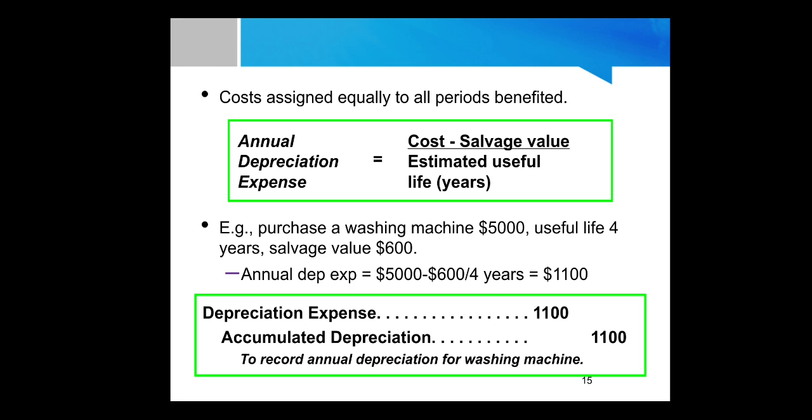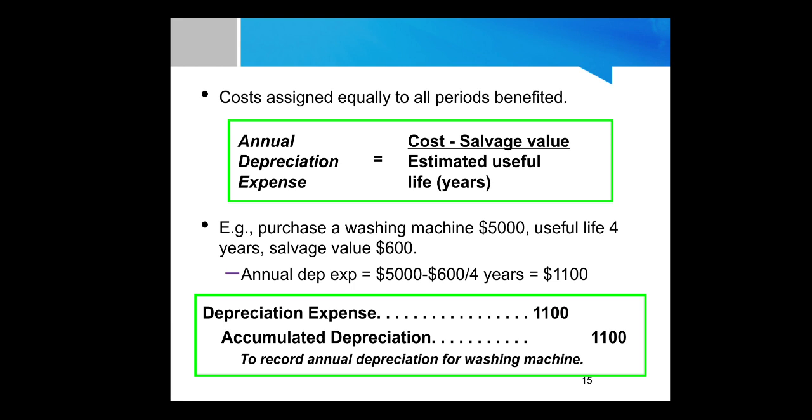Okay, so if you have to calculate the depreciation expense for this washing machine, the way to calculate it using straight line method is like the one that is shown in this slide. First, you have to show the cost of the machine, $5,000, and then minus the salvage value. The salvage value is $600, and you have to divide everything by 4, which is the useful life of the washing machine, 4 years. So the answer is a depreciation expense for 1 year is $1,100.